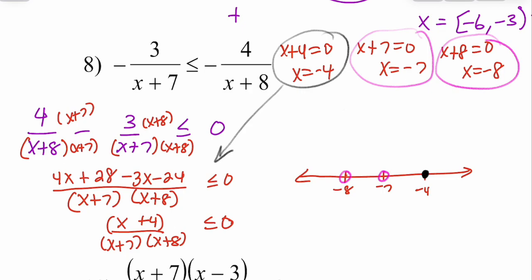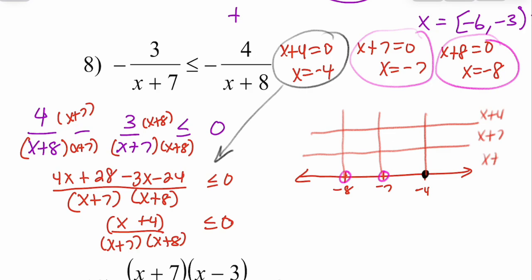Okay, now we're ready to make a chart out of our box. So we have factors of x plus 4, x plus 7, and x plus 8. Let's get our test values going. So I'm going to have to use like negative 9, negative 7.5 should work, negative 6, and 0. Lots of negatives for this problem. So let's plug those in. Let's see what we get.